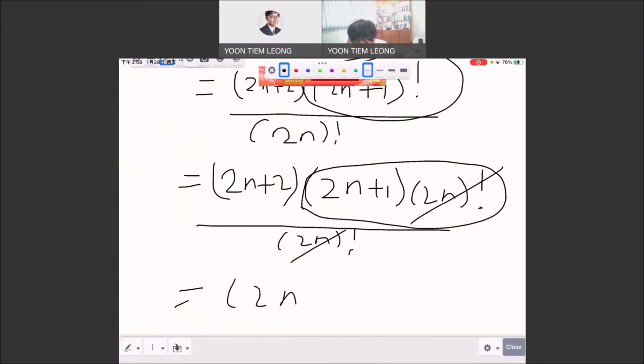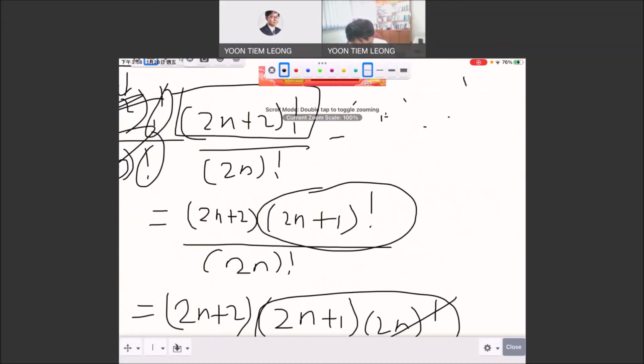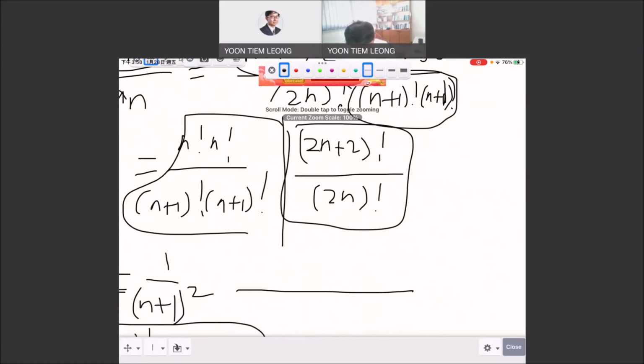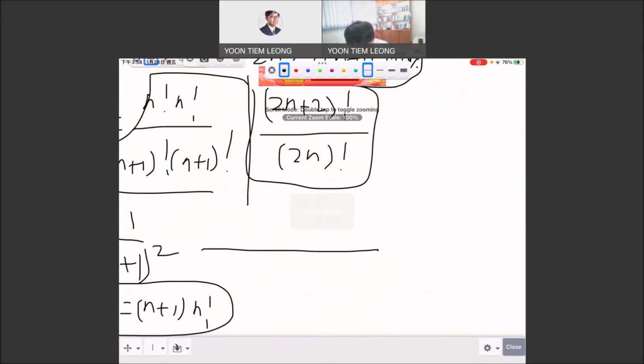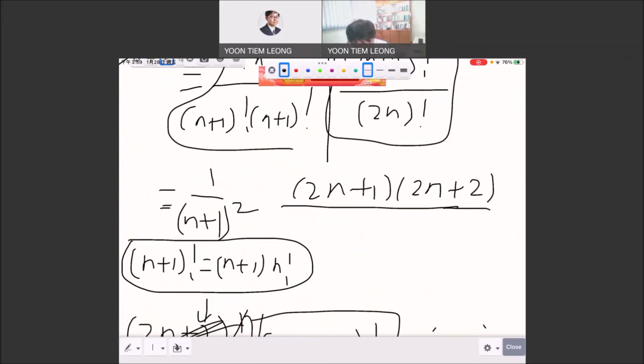So what is left is 2n plus 1, and you have 2n plus 2. So that is the result from these terms. I just scroll it up, and then I just have to fill up this expression here. It is just equal to this expression. So the expression will be 2n plus 1 and then 2n plus 2. I think that is what we have obtained. So this is the expression of the ratio of a of n plus 1 to a of n.